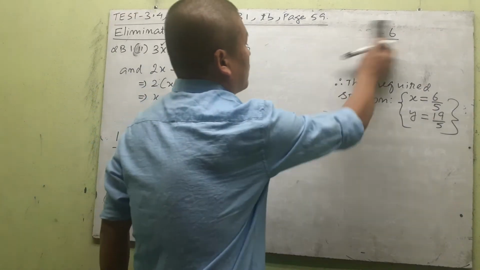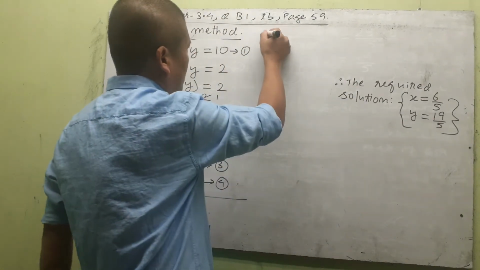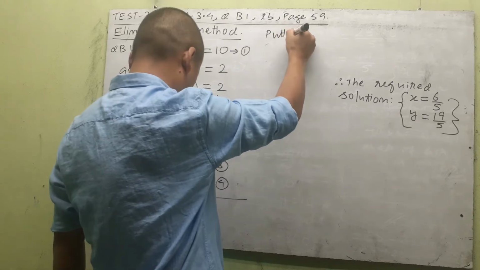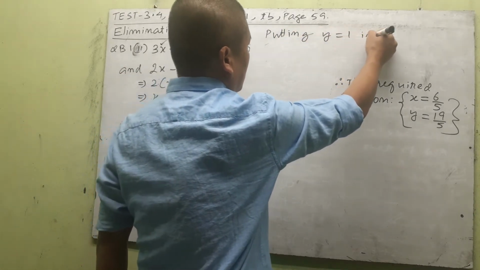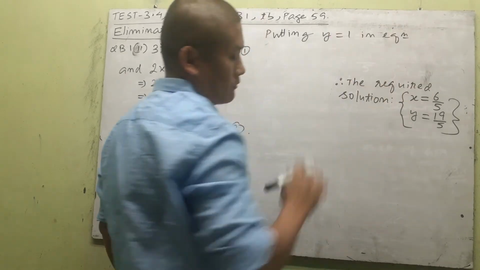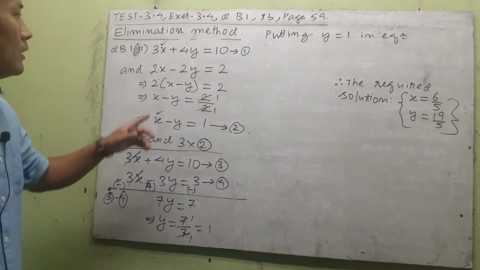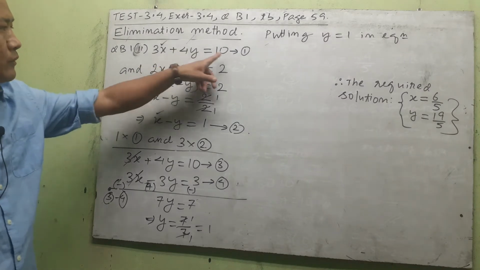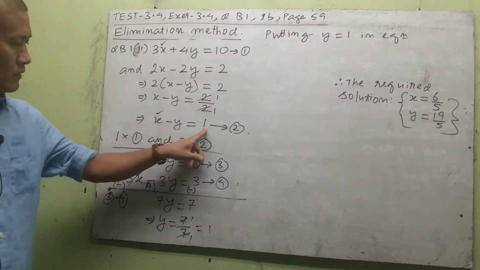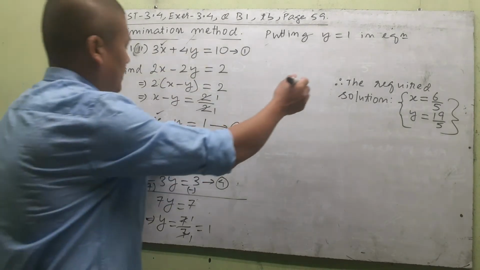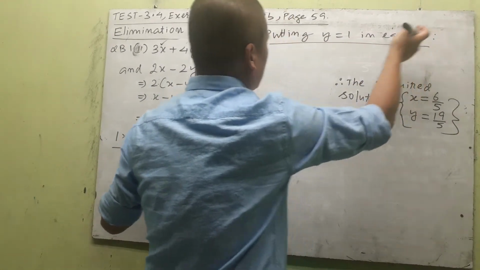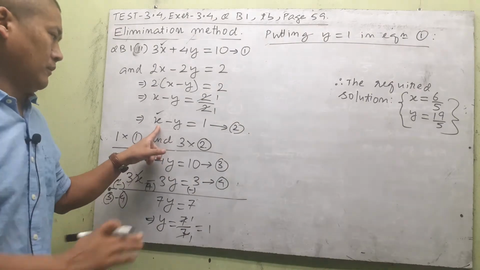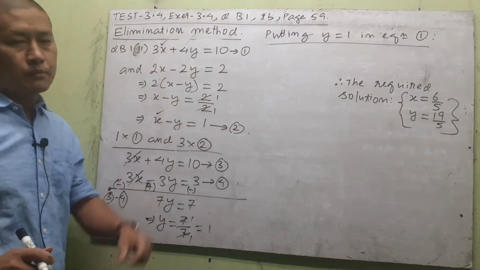So we have to now solve for x, putting y equal to 1 in an equation. Whichever one you like, you can put. Equation 1 is 3x plus 4y equal to 10. Equation 2 is x minus y equal to 1. So this looks simpler. So maybe in equation number 1, even if you were to put in 2, you will get the same answer for x. Okay, so it's up to you. But putting in the simpler one would be easier.